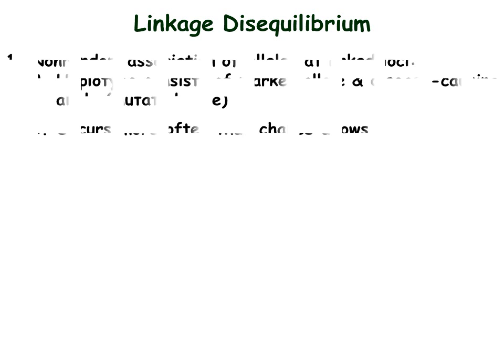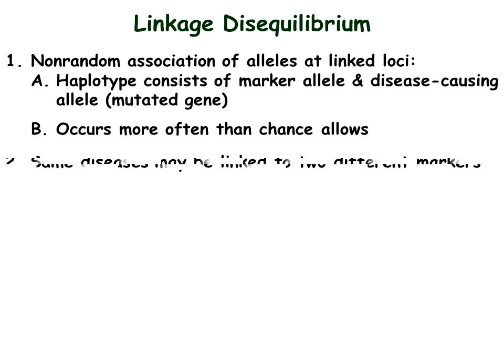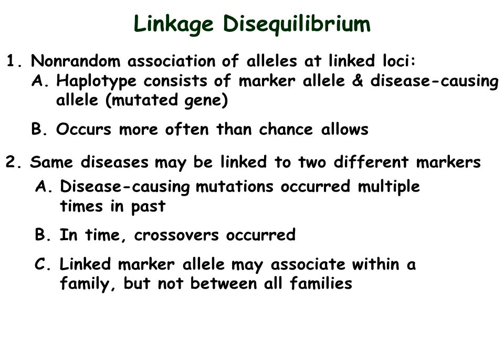Then there is the concept of linkage disequilibrium. What it's saying is that the association of 2 different alleles at a locus is non-random. In other words, the haplotype consists of a marker allele and a disease-causing allele, and this is a mutated gene, and this occurs more often than chance allows. So the same diseases may be linked to 2 different markers in this sort of situation.